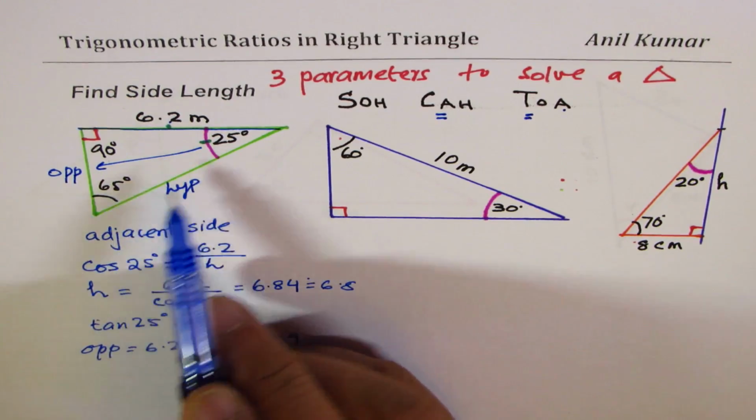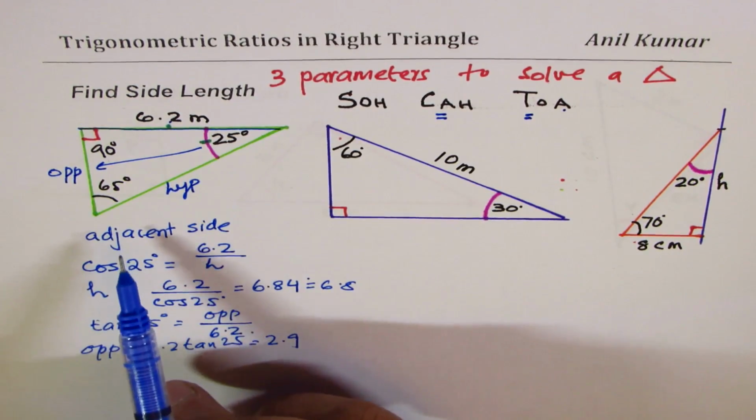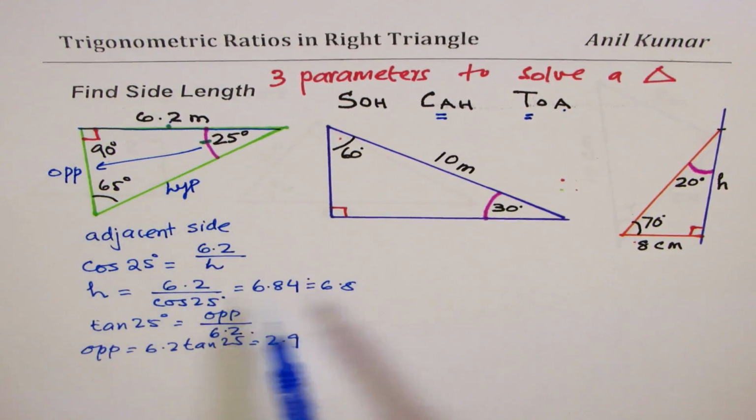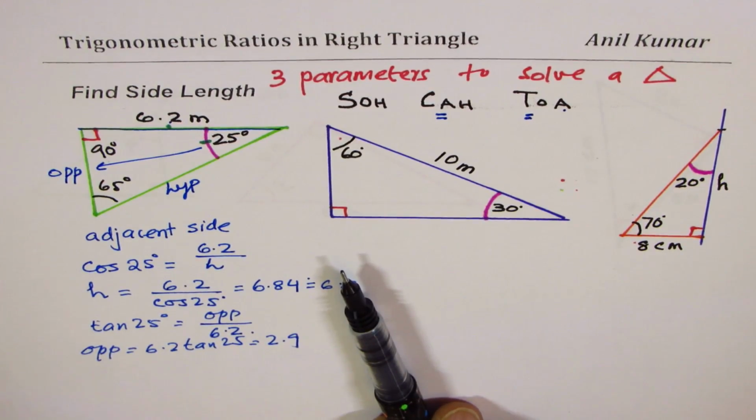Angle was easy, 90 minus. So I hope the steps are clear. I'll just give you the initial steps, and I'd like you to solve and find the answers, right?